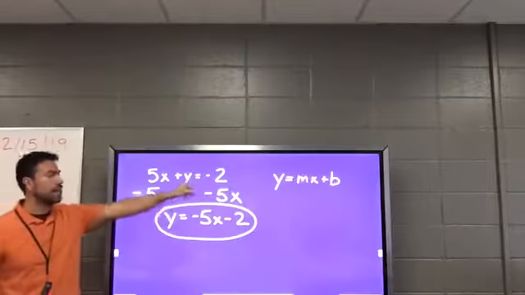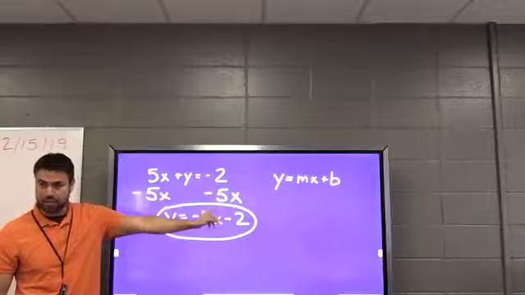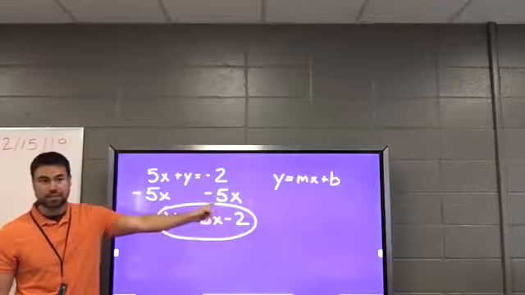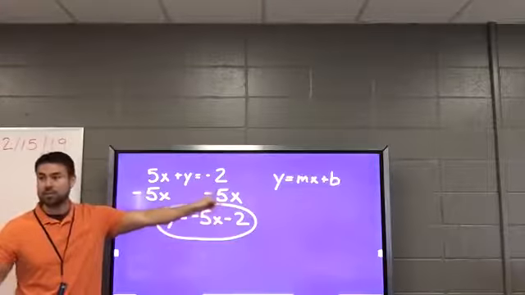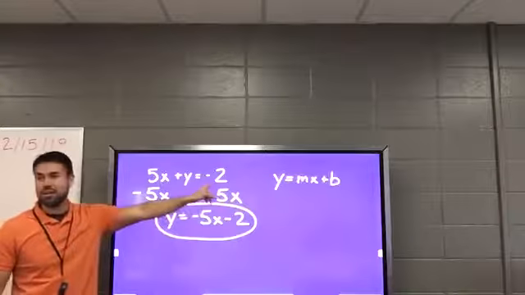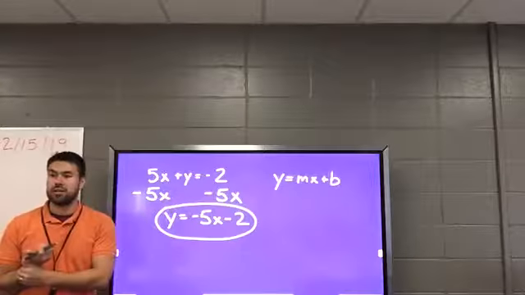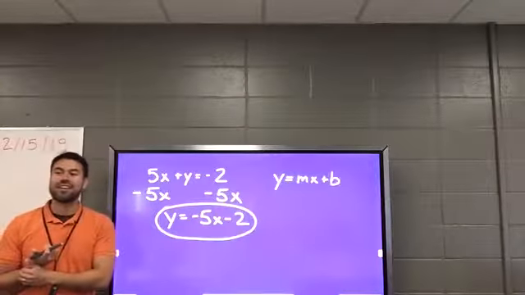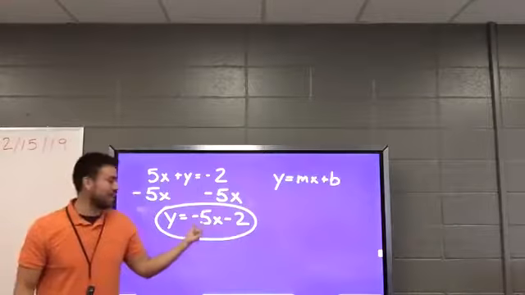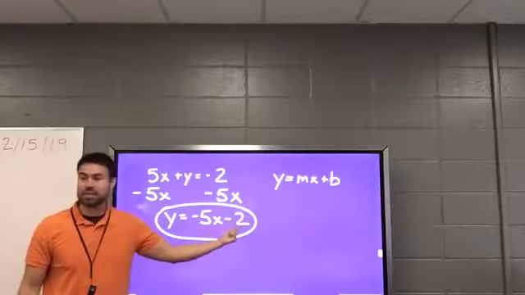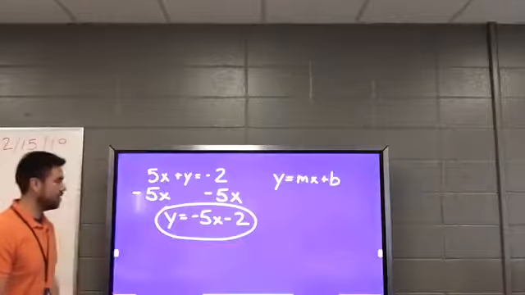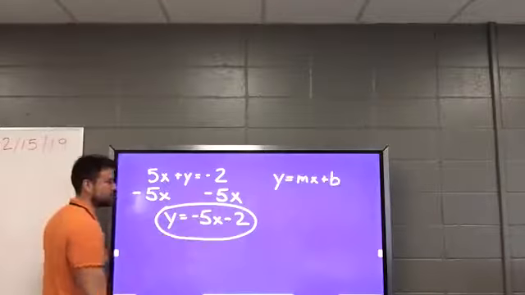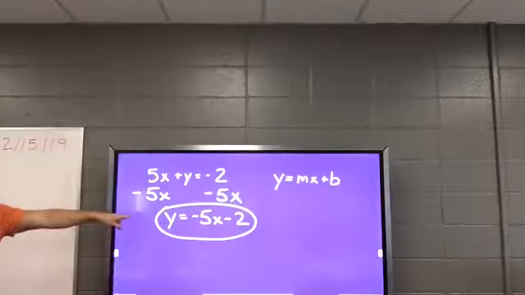Yes. Why didn't I write negative 2 minus 5x? Because that's equally valid as far as math goes. Because the x term comes before the constant in slope-intercept form. Or you could say just the x comes first. Okay, that's it. How many of you got that?